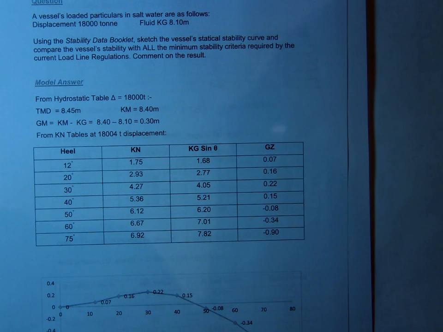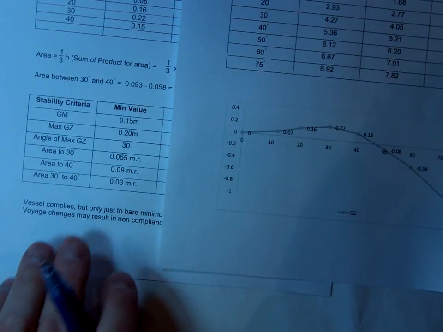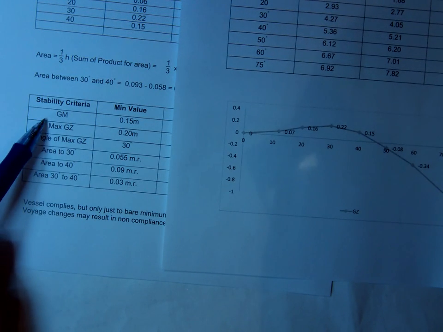We'll have a look at this problem here where we're given our displacement and KG, and we're asked to use our data booklet and see if the vessel complies with the current load line regulations with regard to the statical stability curve. Well, let's just look at the values that we need. For stability criteria, we've got these written down here.